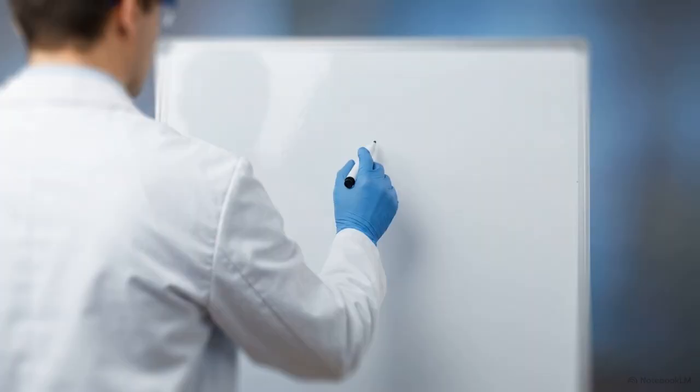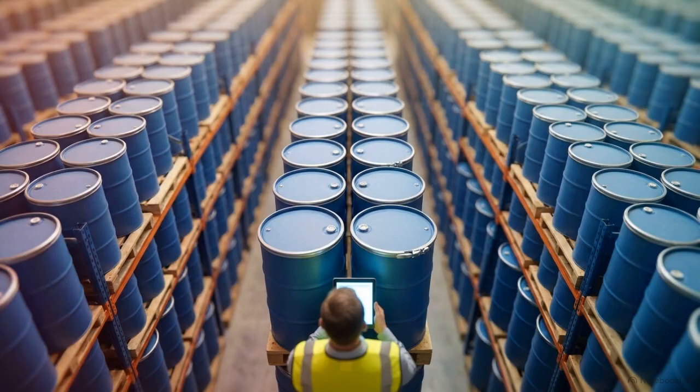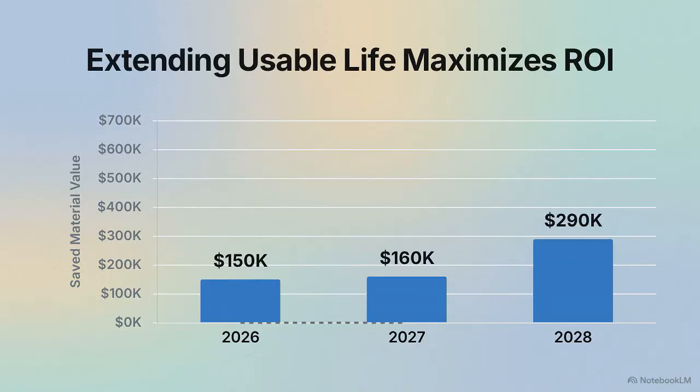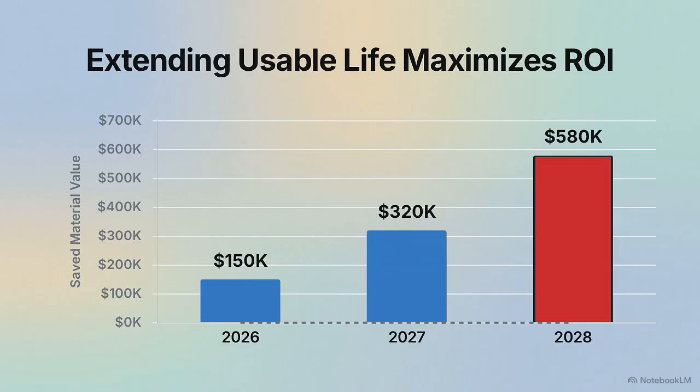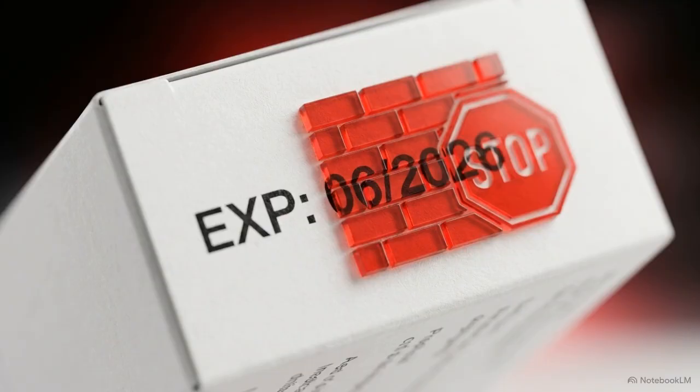So remember the most critical baseline rule. A retest date does not equal an expiry date. For API and bulk inventory managers, your strategy is to utilize retest schedules aggressively. Safely extending material life maximizes your facility's return on investment and prevents needless waste. But for those handling finished dosage forms, your strategy is simple. Respect the expiry date as an impenetrable wall that cannot be crossed.